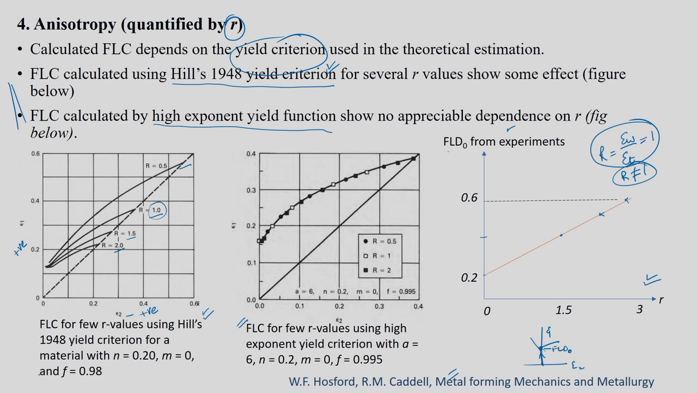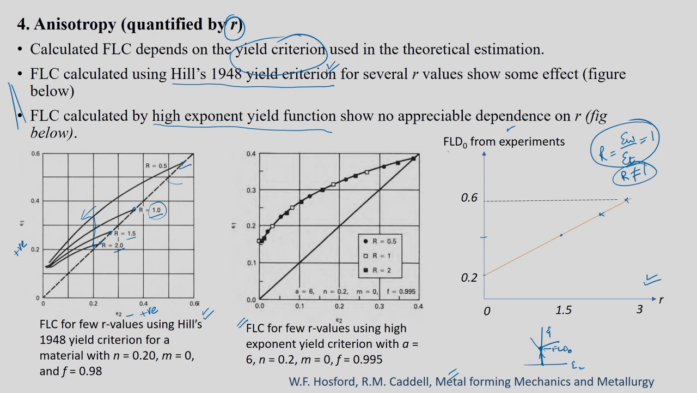There is a large difference in your limit strain value when you go for the 45 degree line, let us say balanced biaxial stretching like this. Large difference, 1, 2, 3, 4. These points have a large difference in forming limit, but if you go closer to plane strain in this direction, you will see the window actually reduces. The difference between these is actually little.